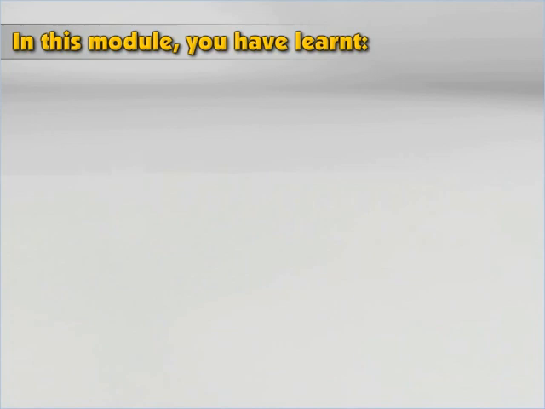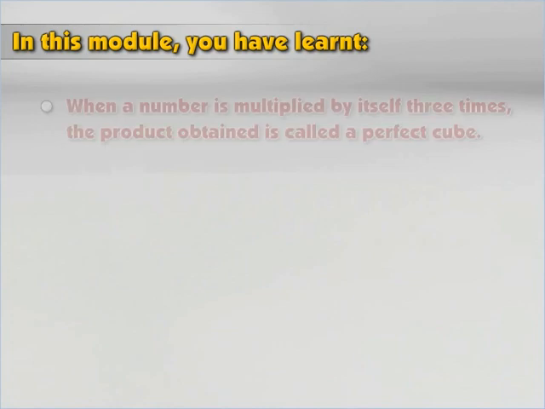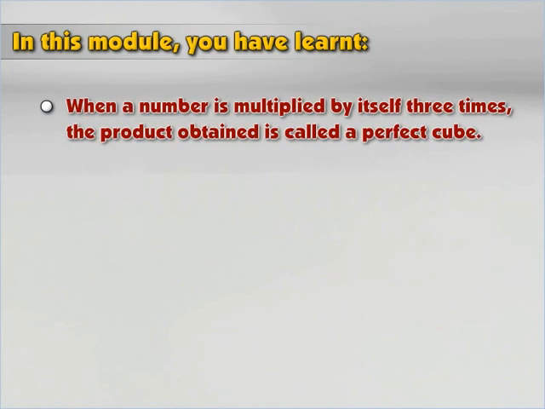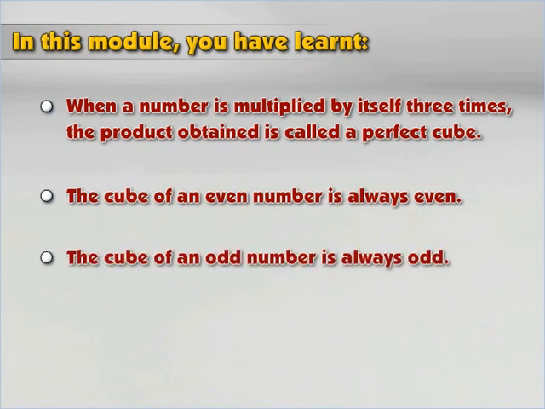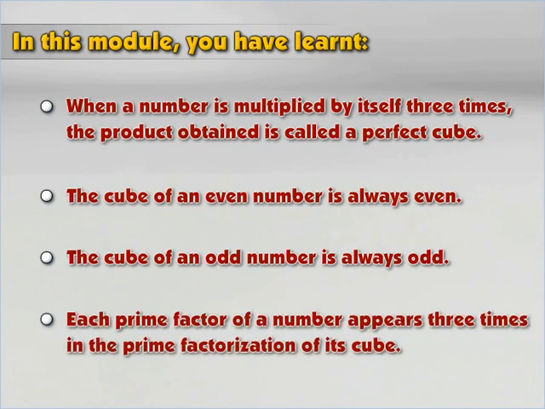In this module you have learnt, when a number is multiplied by itself 3 times, the product obtained is called a perfect cube. The cube of an even number is always even. The cube of an odd number is always odd. Each prime factor of a number appears 3 times in the prime factorization of its cube.